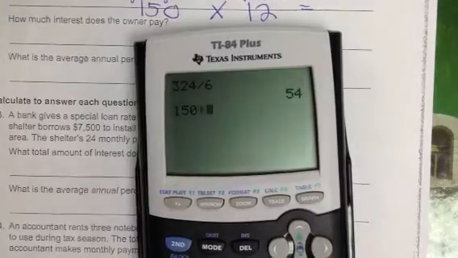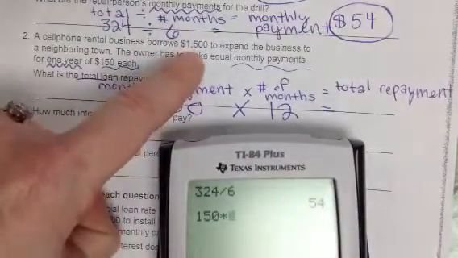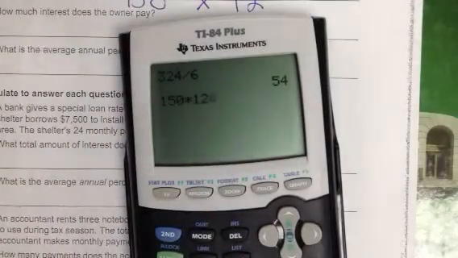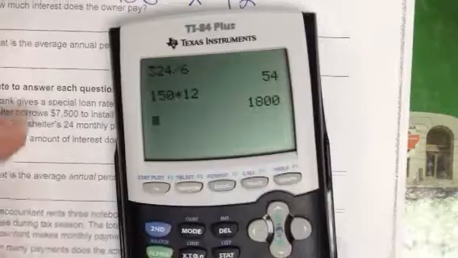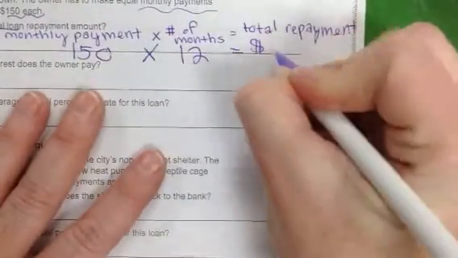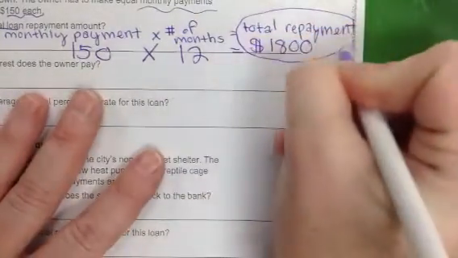Since they had to get a loan, they're going to end up paying more than they actually borrowed because they're paying interest. Okay, so it shows me $1,800, and that's dollars. That's the total repayment.